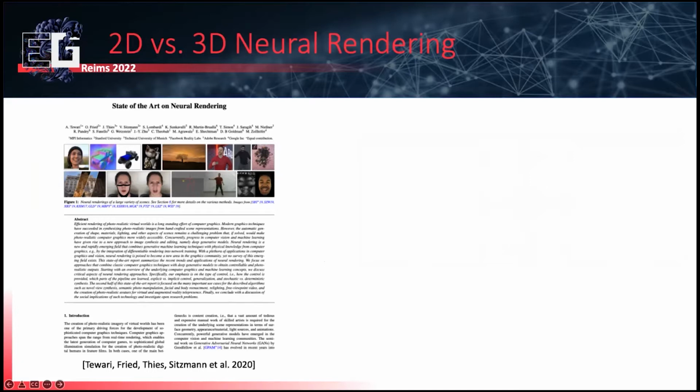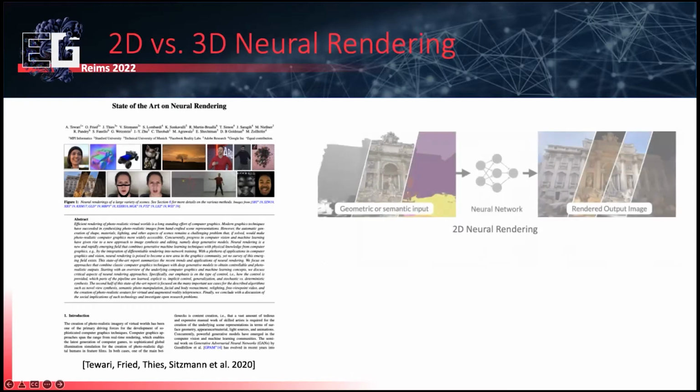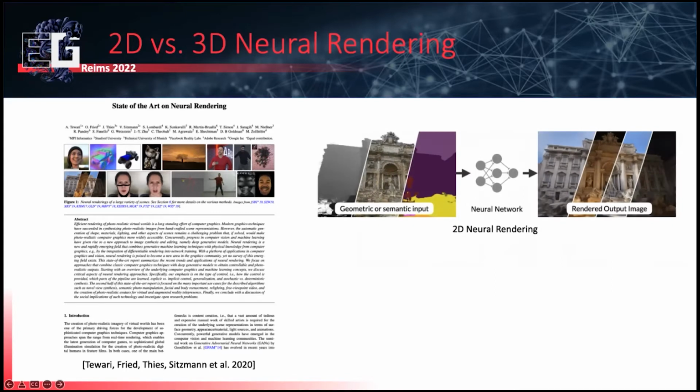Neural rendering is new, but it's also a very active area of research. There was another STAR report on this topic 2 years back, which focused on 2D neural rendering methods. These methods use 2D convolutional neural networks, and these networks take some two-dimensional inputs, which could be some intermediate renderings computed using classic computer graphics methods. The CNN converts these inputs into the final rendered images, and this network is trained on real-world images.